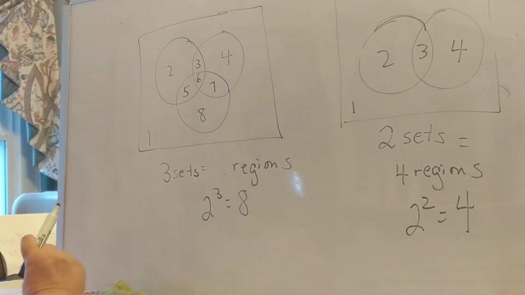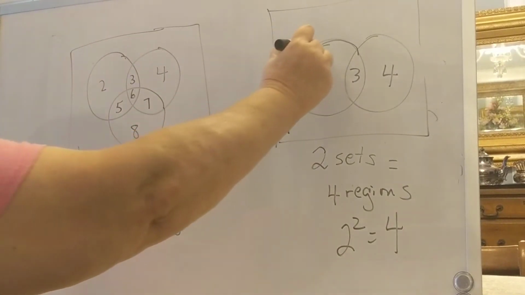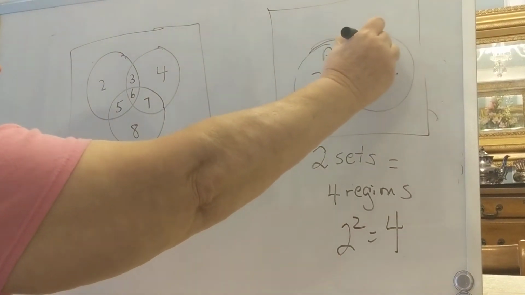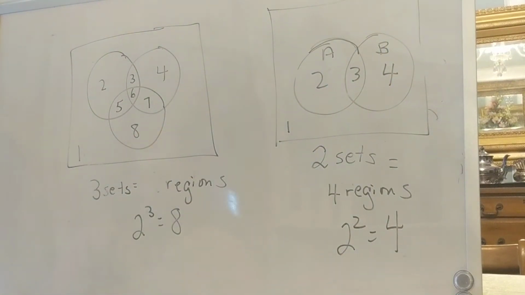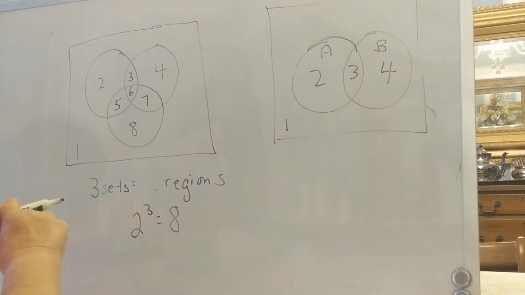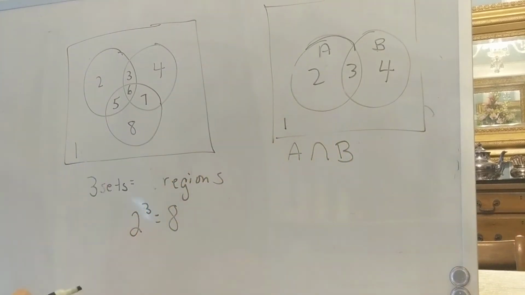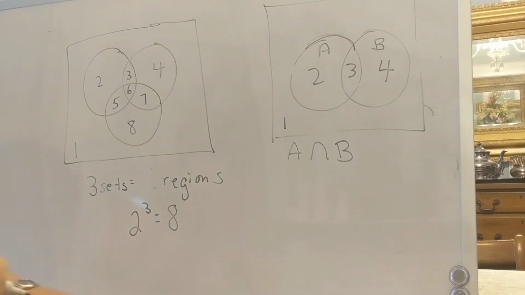Now, let's work with this one over here just a minute. Let's call this circle A and circle B. And let's say we want to know which regions are in A intersect B. Well, that's pretty simple. It's pretty obvious to look at that one and tell it's region 3. But I want you to get used to doing this.